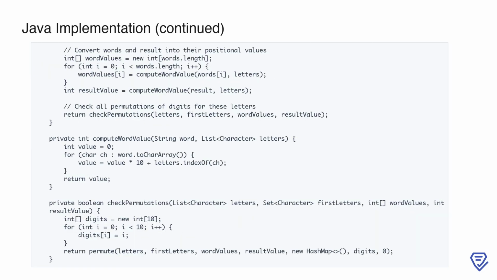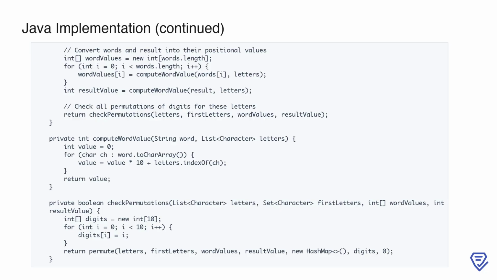Now, we move on to converting the words and the result into their numerical representations based on their positional values. To do this, we iterate over the input words and calculate their word values using the compute_word_value method. This method takes a word and the list of letters and generates a numerical value by replacing each letter with its index in the list. The result string is also converted into its corresponding numerical value using the same logic.